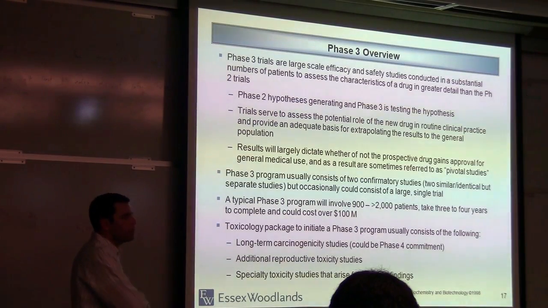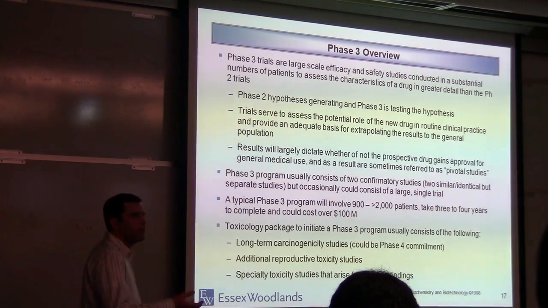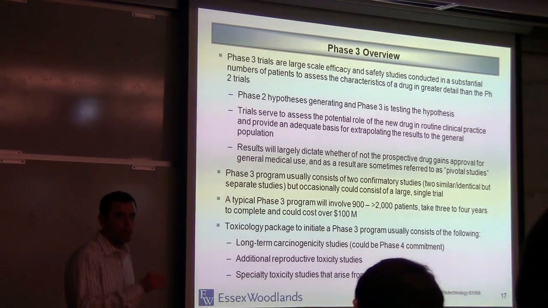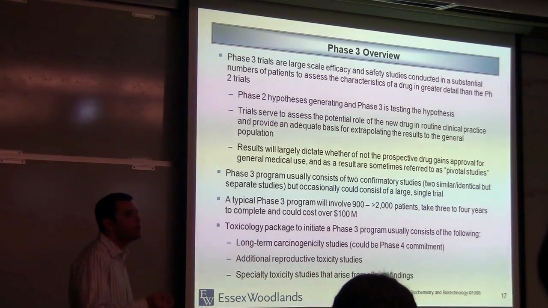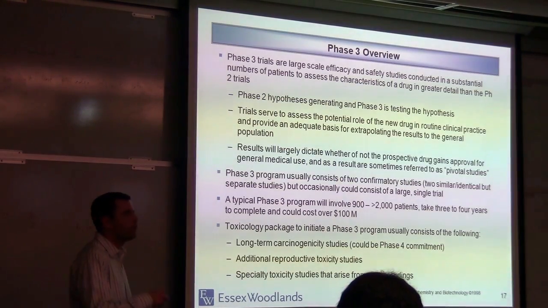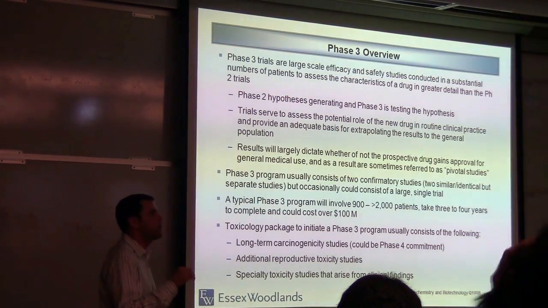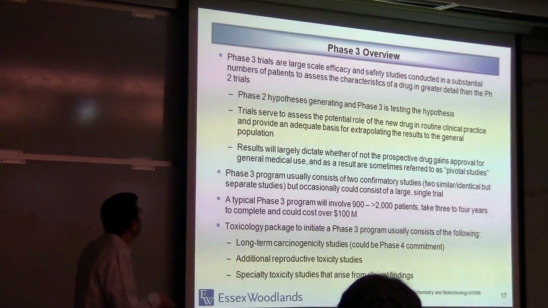So now, assuming everything's been successful through phase 2, you had a successful phase 2 study, now you're going to move on to phase 3, which a lot of times we refer to as your pivotal studies. These are your registration studies. These are the studies that form the basis for your application to the FDA for approval. And so these are large-scale efficacy and safety studies in a substantial number of patients, and you're really getting a much better view of what this compound is in the clinical setting than you did in your phase 2.